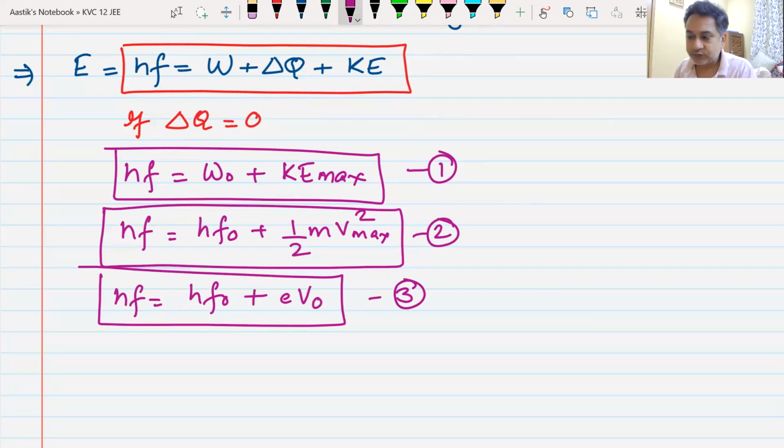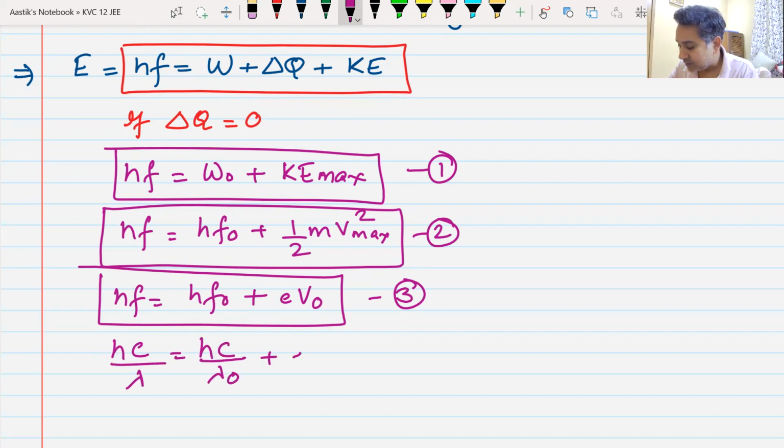Equation number 3. Instead of writing it as hf, I can write it as hc by lambda. And I write this as hc by lambda naught plus e times V naught.